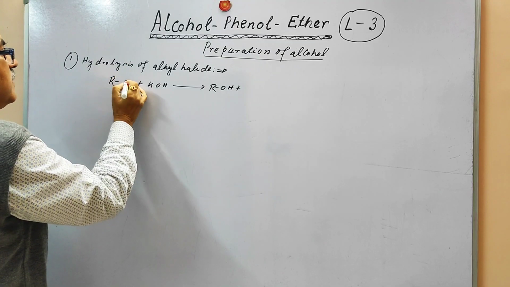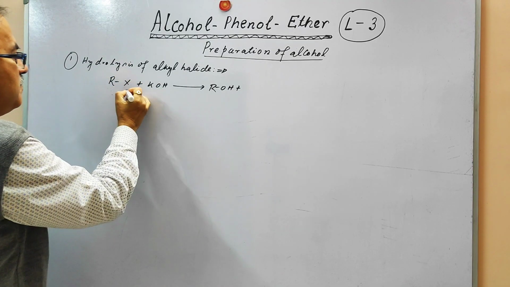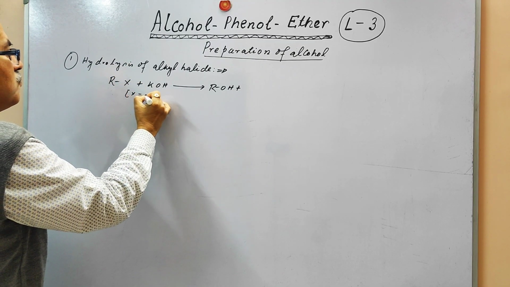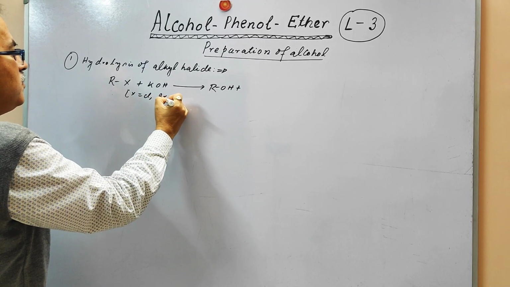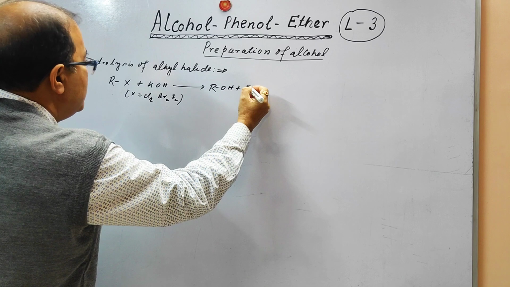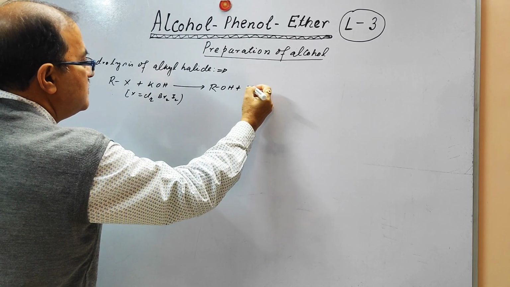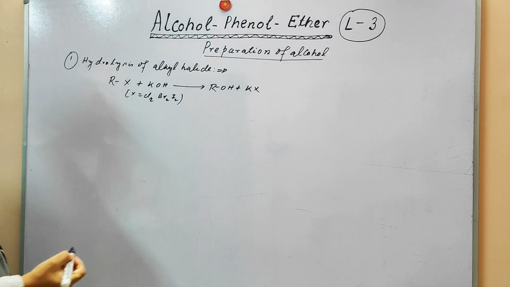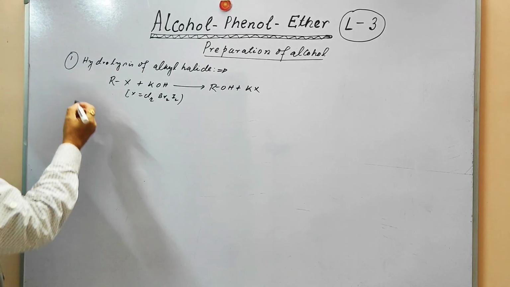Suppose this is X. X can be chlorine, bromine or iodine. So KOH plus as per this KX. This is the first way, that hydrolysis of alkyl halide.